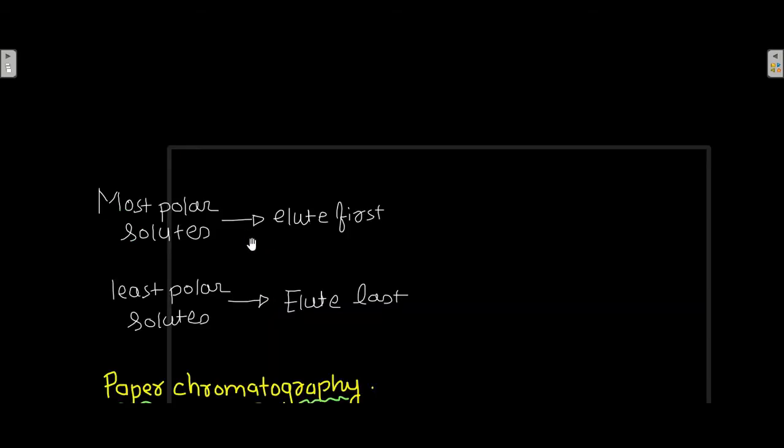So in reversed phase partition chromatography, as your mobile phase is significantly more polar, the most polar solutes will elute first and the least polar solutes will elute last. The solutes which are more polar will interact with the mobile phase, because the mobile phase is polar, and with the mobile phase these polar solutes will elute. But if the solute is least polar, then it will interact with the stationary phase and it will elute last. So that is how it happens in reversed phase partition chromatography.